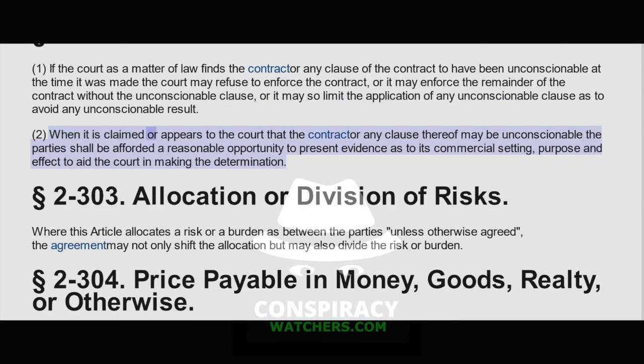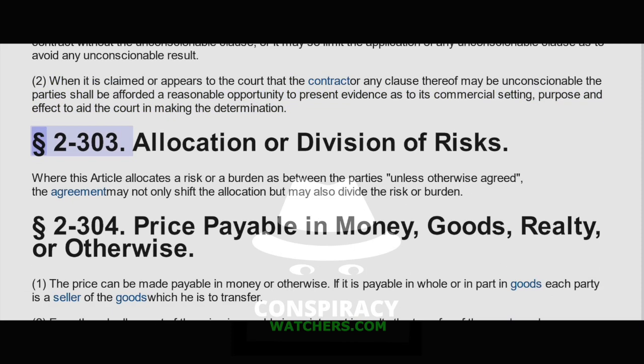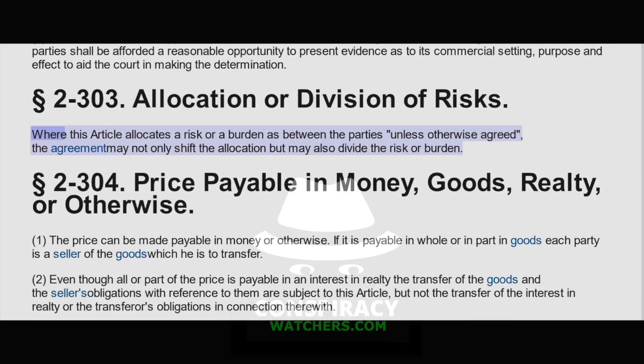When it is claimed or appears to the court that the contract or any clause thereof may be unconscionable, the parties shall be afforded a reasonable opportunity to present evidence as to its commercial setting, purpose and effect to aid the court in making the determination. Section 2-303. Allocation or division of risks. Where this article allocates a risk or a burden as between the parties unless otherwise agreed, the agreement may not only shift the allocation but may also divide the risk or burden.